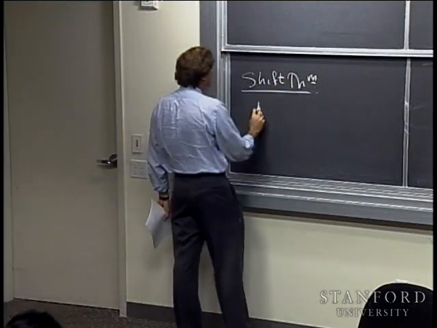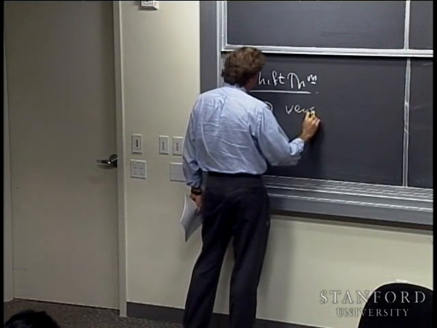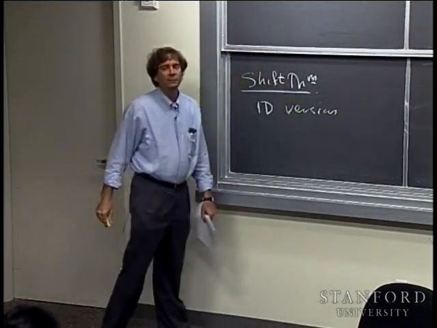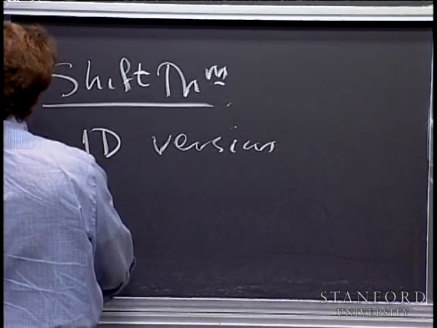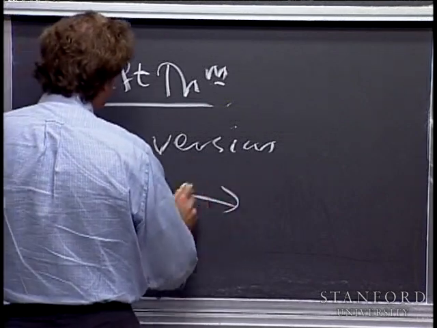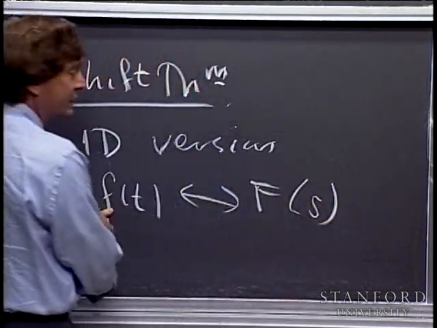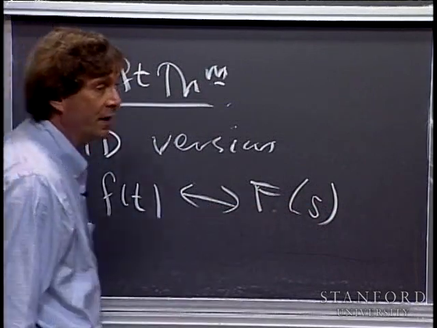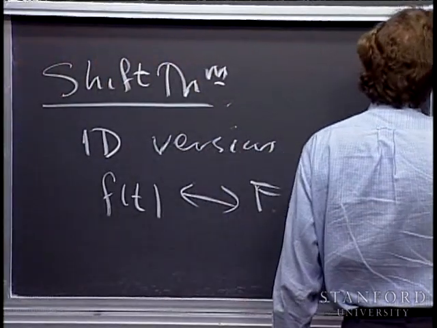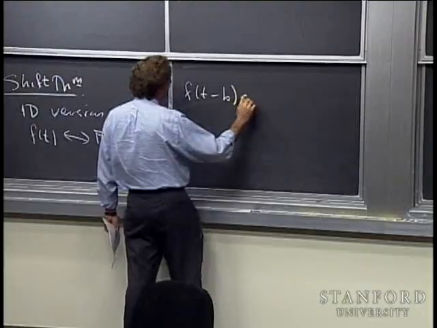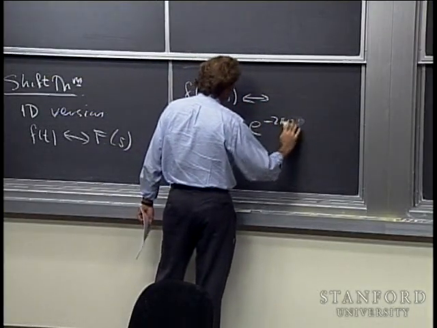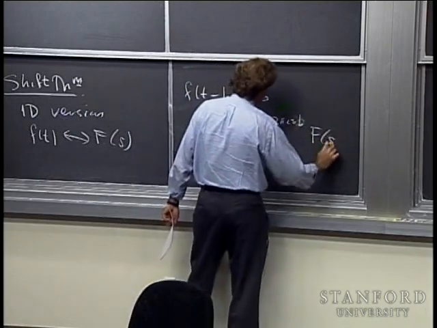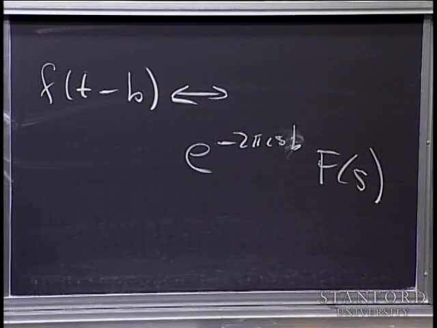So again, I'm going to remind you of the one-dimensional version. A shift in time is reflected by a phase shift in the frequency domain. That's a way of saying it in words. And in formulas, it says that if f of t corresponds to, say, capital F of s, this is the signal in the time domain, this is the Fourier transform, then what happens if you make a shift? If you make a shift by b, then that corresponds to e to the minus 2 pi i s b, that's the phase shift, times the Fourier transform of the original function. All right, that's an easy result.